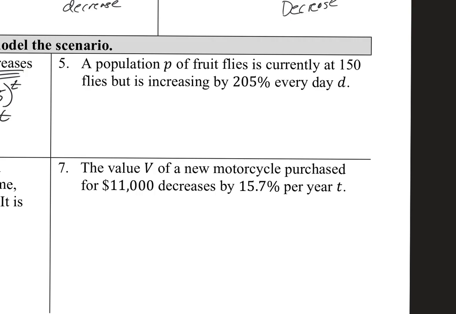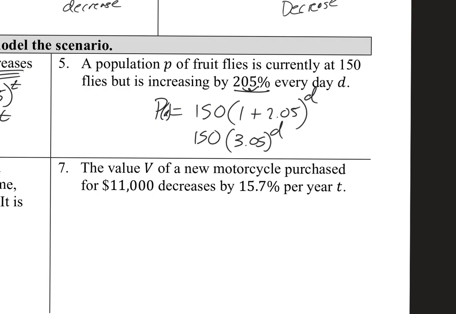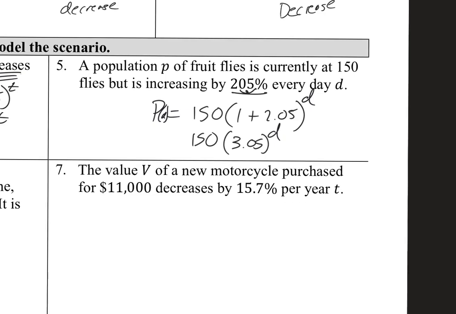A population P of fruit flies is currently at 150. So P equals 150. But it's increasing by 205%. Oh my gosh, that's too many fruit flies. So that's going to be 1 plus 2.05, because again, to write this as a decimal, just move it over 2 spots. And then per every day, d. And you could write this as P of d. And so what is that going to end up being? It's going to equal 150 times 3.05 to the d. Easy peasy.